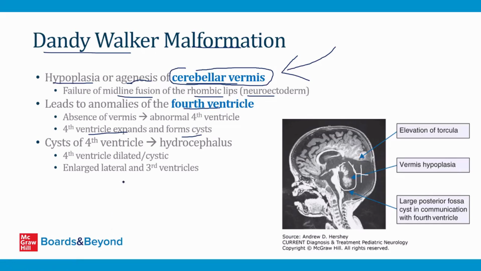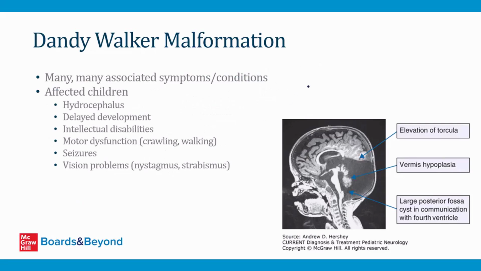And then the cysts that form in the fourth ventricle lead to hydrocephalus. So you get a dilated cystic fourth ventricle, and the cysts obstruct flow of CSF out of the lateral and third ventricle, so they become enlarged as well. So really, the most important thing to know about this condition is what it looks like on neuroimaging. It's fairly easy to recognize. This is a very rare condition.